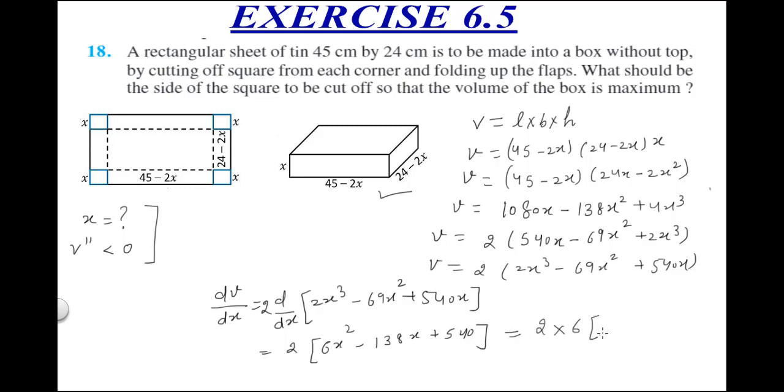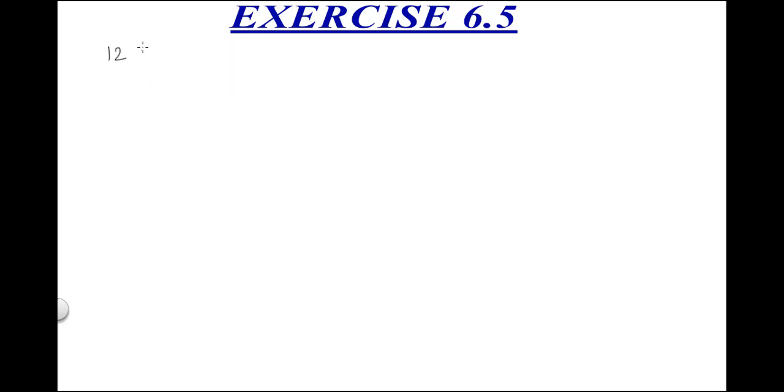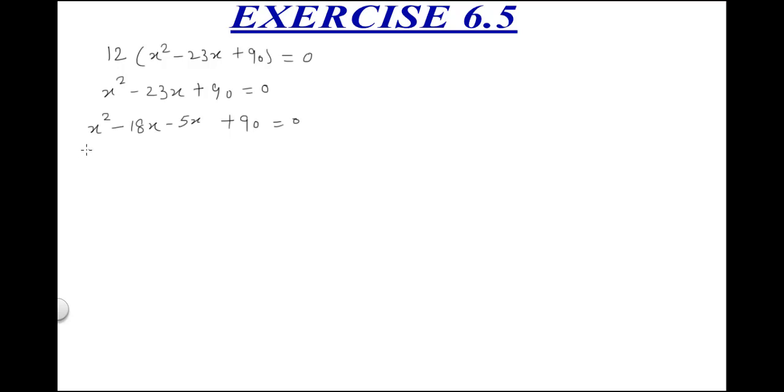If we take that, we will get 2 multiplied with 6 into x square minus 23x plus 90. Now we will equate it to 0. Let us do it on a separate page. We have the equation as 12 multiplied with x square minus 23x plus 90 equals 0, so x square minus 23x plus 90 equals 0. Using the splitting the middle term method, 23 can be written as 18 plus 5, so x square minus 18x minus 5x plus 90 equals 0. Taking x common, we get x minus 18, and taking minus 5 common, we get x minus 18. So we are left with two factors, x minus 5 and x minus 18.